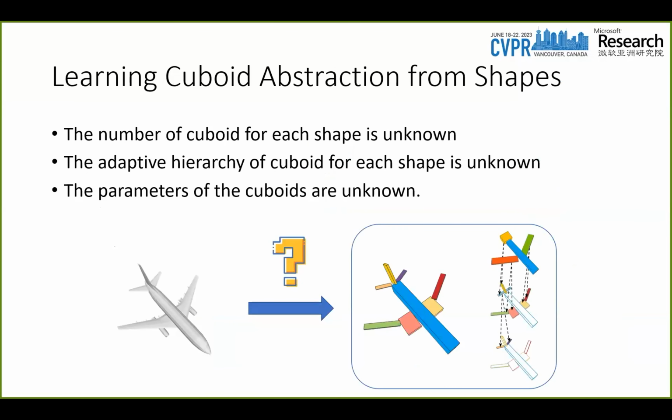Given this hierarchical adaptive cuboid representation as target, we need to learn a network to construct its representation from an unlabeled shape dataset. To this end, we need to tackle several challenges for a given 3D shape. How many cuboids should we use? And what hierarchy should this abstraction follow? Finally, how to optimize the parameters of the cuboids?